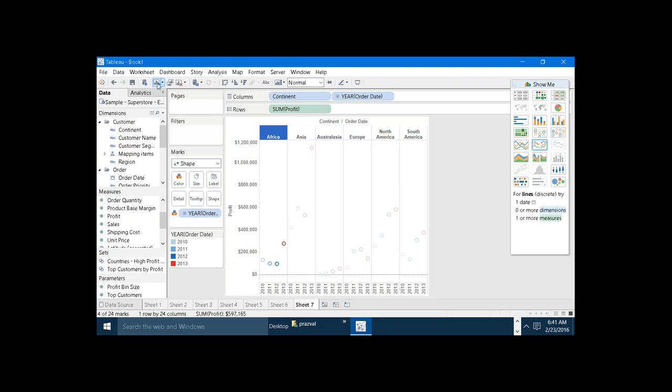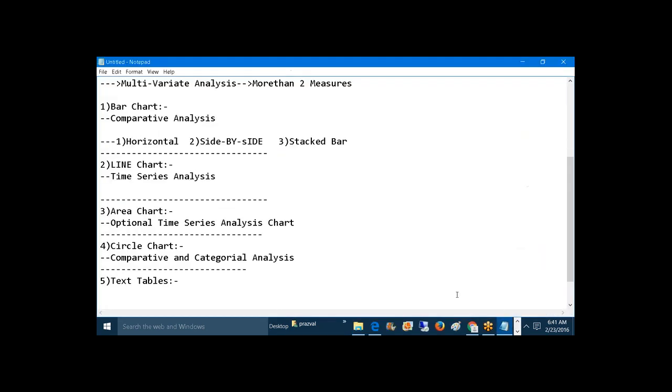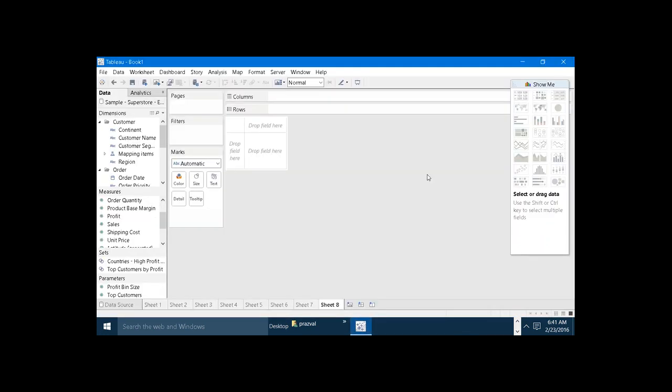Next, text tables. If you're showing the visualization in the form of text, it is called a text table. In the text table we have two types. Number one, normal text table. Number two, highlight table. The text table takes one or more dimensions and one or more measures, so it performs univariate, bivariate, and multivariate analysis. Whereas the highlight table takes one or more dimensions and only one measure. It means it is performing only the univariate analysis.